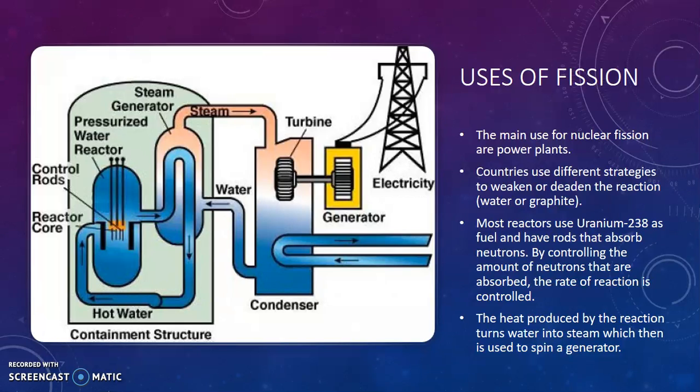Some of the uses of fission. The main use for nuclear fission is in power plants. Countries use different strategies to slow or moderate the reaction. Some use water, some use graphite. Most reactors use uranium-238 as fuel and have rods that absorb neutrons. By controlling the amount of neutrons that are absorbed, the rate of reaction can be controlled. The heat produced by this reaction turns water into steam, which is used to spin a generator, which then produces electricity.